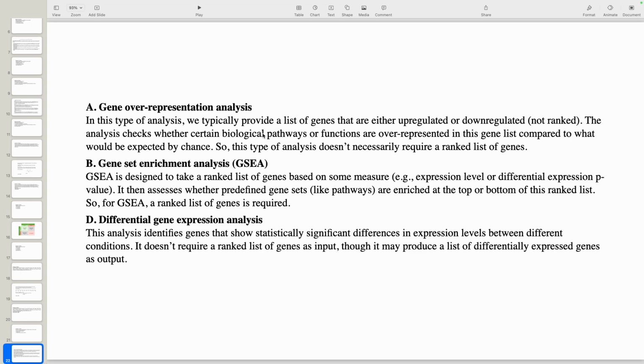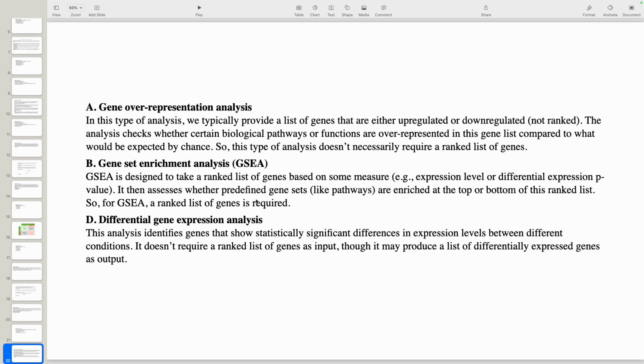Over here, we are giving the information about the upregulation or downregulation of the genes, based on which we see whether a pathway is overrepresented or not. We are not giving a rank to the genes based on anything. While option B, gene set enrichment analysis, GSEA, is designed to take a ranked list of genes based on some measures, which are expression level or differential expression p value. For gene set enrichment analysis, we are giving a rank to the genes either based on their expression level or the differential expression, or basically their p values.